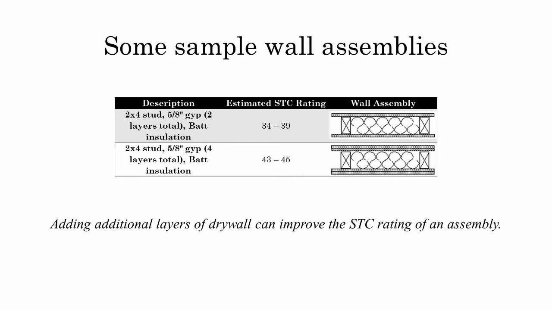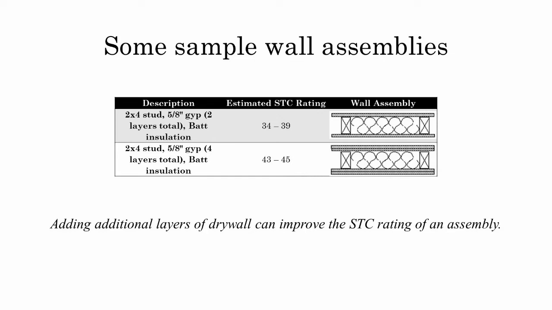For its rating, it has 34 to 39, and the wall assembly looks like this. Next is 2x4 again, a stud with 2x4 and 5/8 inches gyp with 4 layers in total this time, but it has a batt insulation. And also, it has an estimated STC rating of 43 to 45, and this is how it looks like.